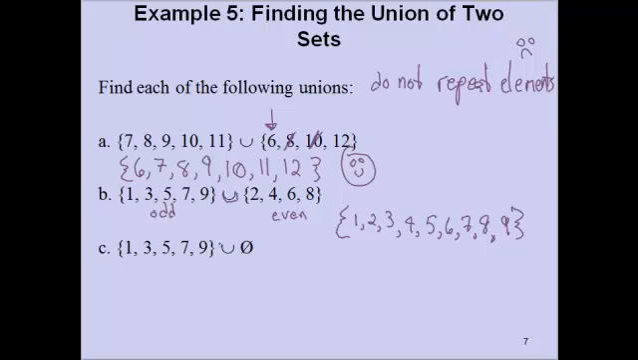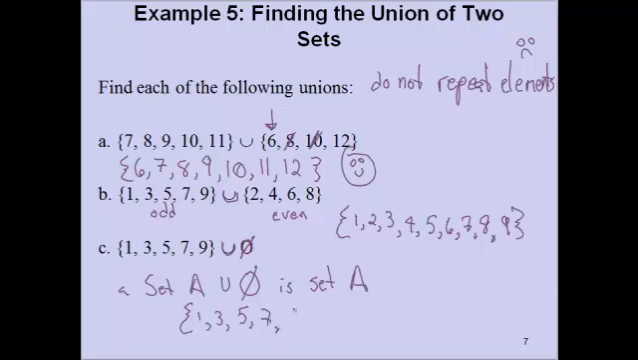Now we have a new property. Now we have the union with the empty set right here. And when you union one with the empty set, it's kind of like adding 0. Doesn't change anything. And so a set A unioned with the empty set is set A. It's not going to change in any value. So here the answer is 1, 3, 5, 7, and 9. And that makes us real happy because it's like our 0 property of addition. So that's great.